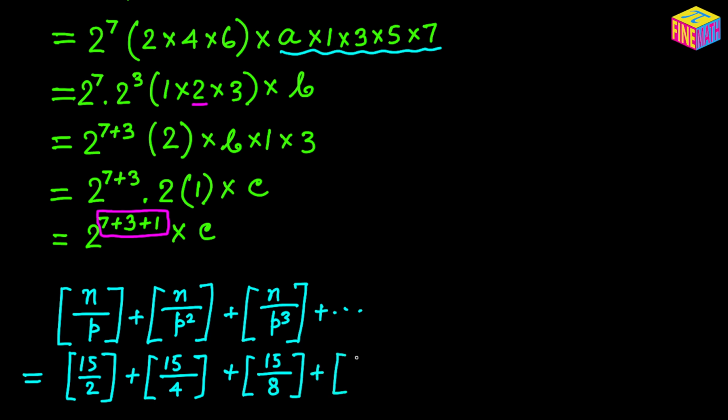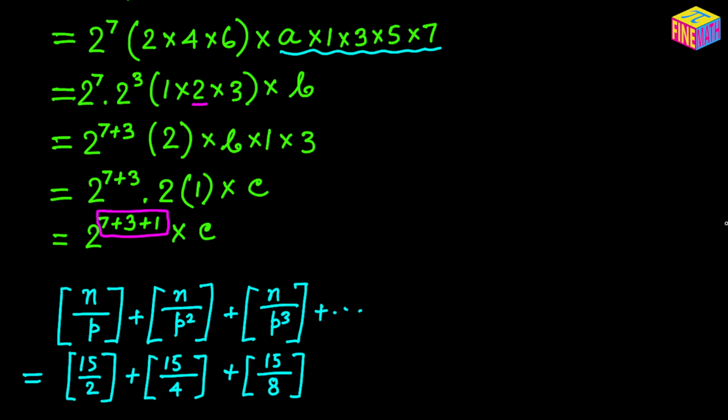No. Why? Because then the next item would be 15 divided by 2 to the power 4, that would be 16. And guess what? This greatest integer will come out to be 0. This one will become 0. So we really don't need to continue anymore. So we can pretty much stay with the 3 terms here. And now let's see what we get.